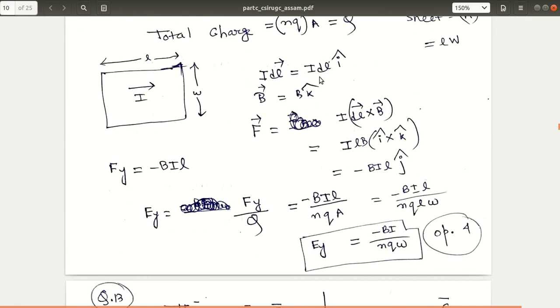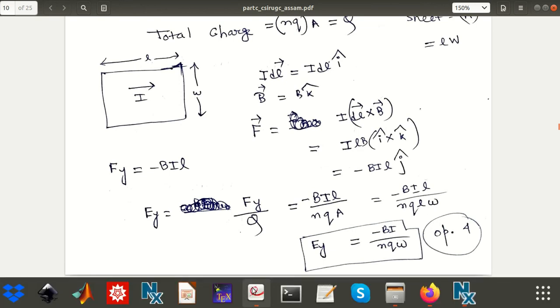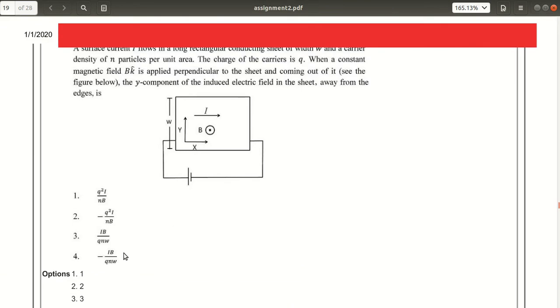So B is B k-cap, and the current is along i-cap, so F is equal to I L cross B. I cross k is minus j, so minus B I L j-cap. This is along the Y direction, so F_y will be minus B I L, and E_y will be F_y by Q, because you know that F is equal to QE. So E_y will be minus B I L by nQA, and A is basically L W, so L cancels out, so minus B I by nQW. So this is option 4.